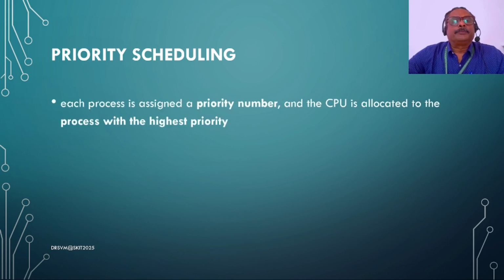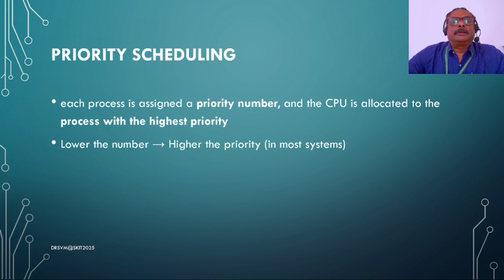priority scheduling. Here each process is assigned a priority number and the CPU is allocated to the process with the highest priority. So whichever has the highest priority will get the chance first, and if more than one process has the same priority, then either first come first serve or shortest job or shortest remaining time, whatever can be applied, but priority-wise it has to run.